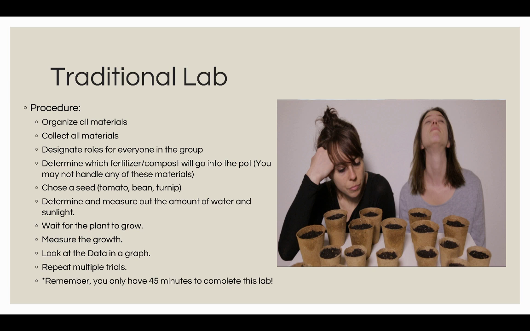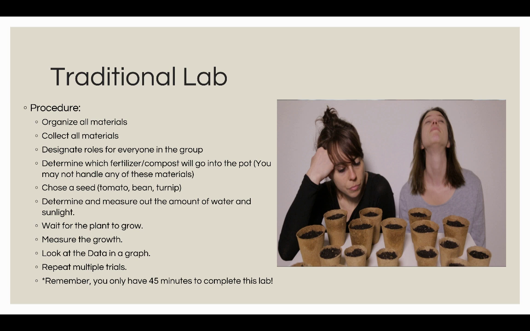The first one we're going to look at is a traditional lab. Your procedure will be: organize all of your materials, collect all of the materials, designate roles for everyone in the group, determine which fertilizer or compost will go into the pot, and remember you may not handle any of these hazardous materials. You're going to choose a seed, either tomato, bean, or turnip.